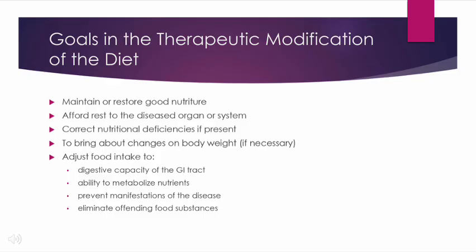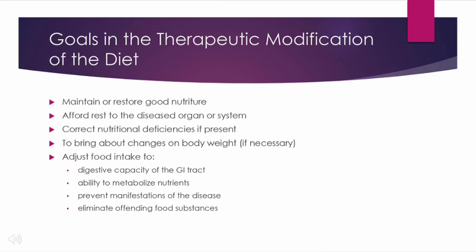Let us discuss the goals of therapeutic diet modification. When we modify a patient's diet, it is not random. It is guided by specific goals. First, maintain or restore good nutrition. This means ensuring that the patient receives adequate nutrients, especially during illness or recovery. Second, provide rest to the affected organ or system. For example, in gastrointestinal conditions, certain foods may be restricted to reduce stress on the digestive system.